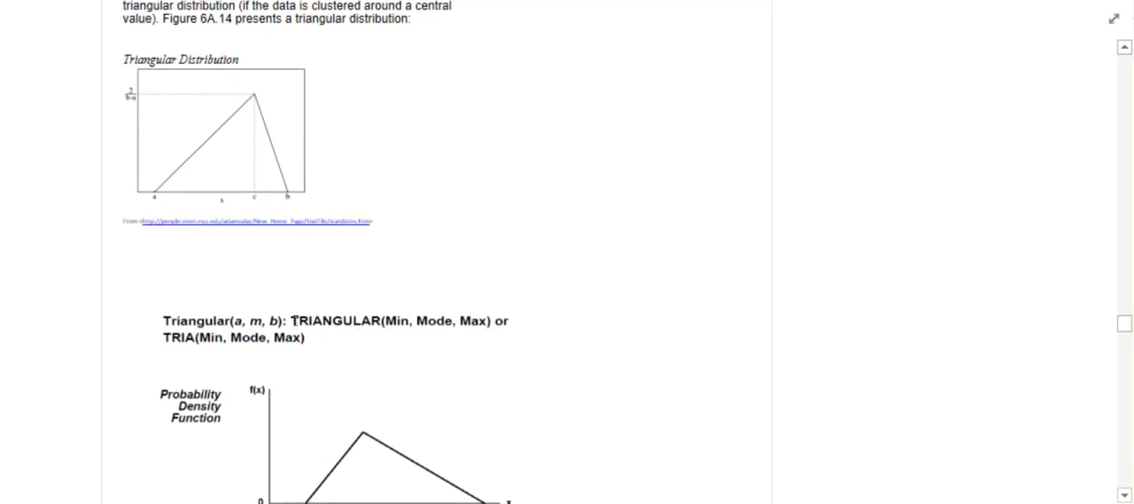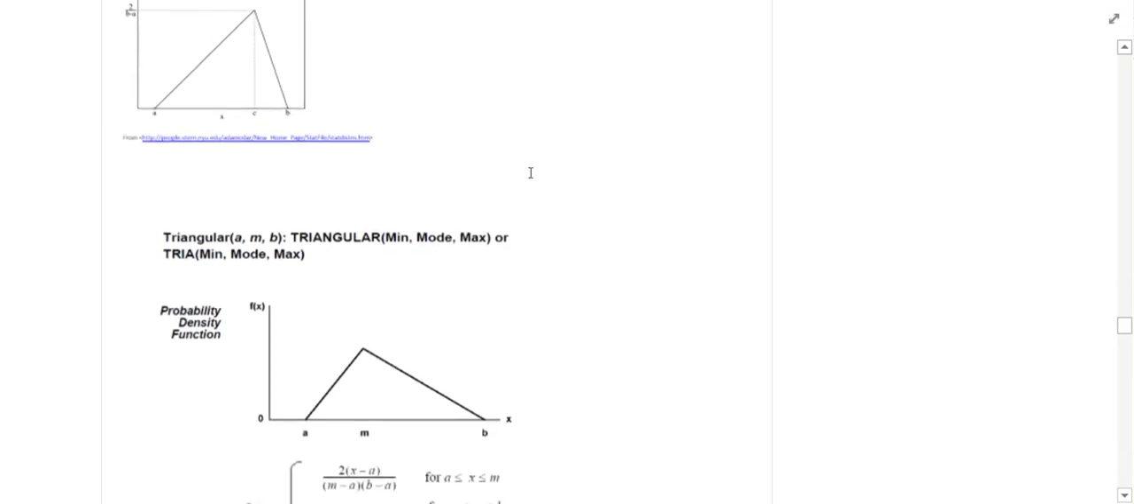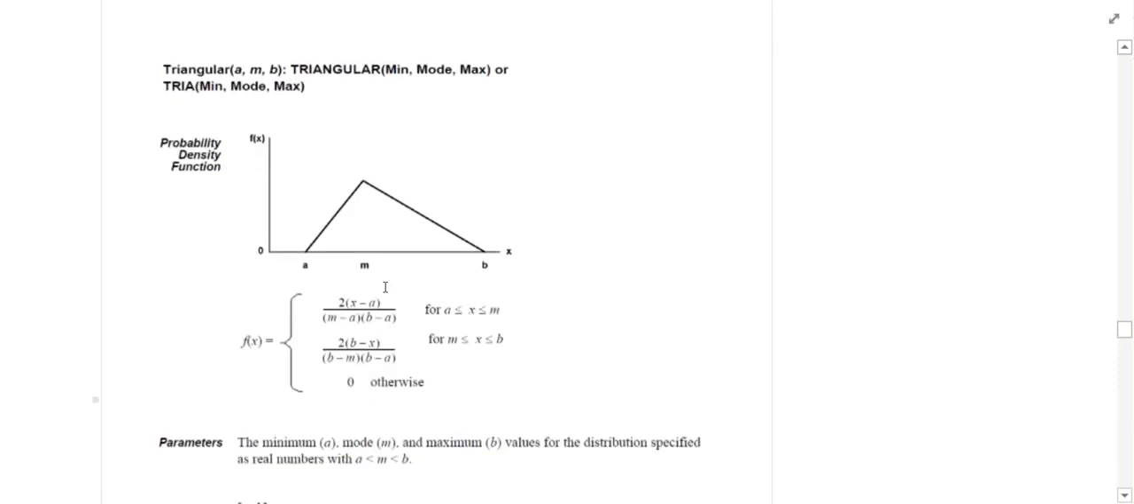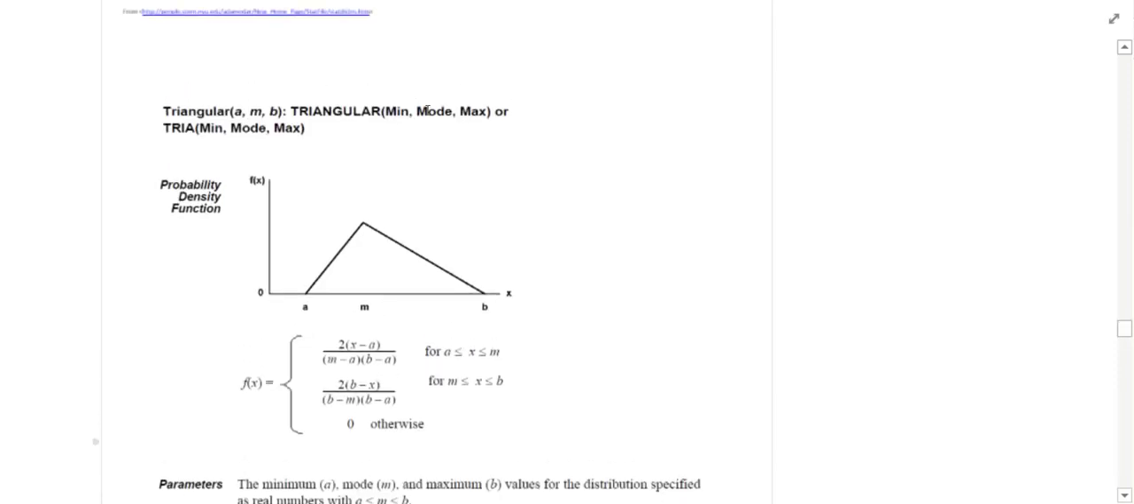If we pop down here to the Arena, what it's asking for is a min, which is a value here. It's asking for the mode, and then finally the max. So it's a useful tool to model. Very straightforward, very easy to use. And you can sort of pick these values.